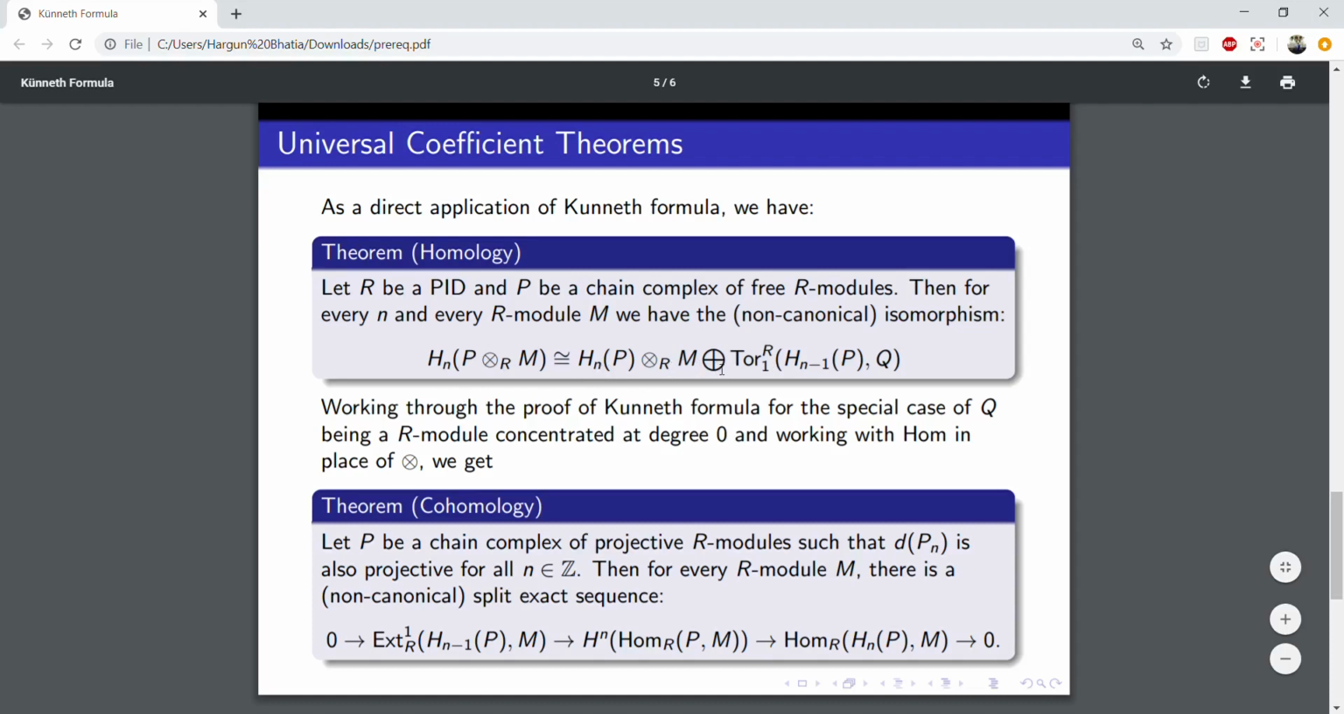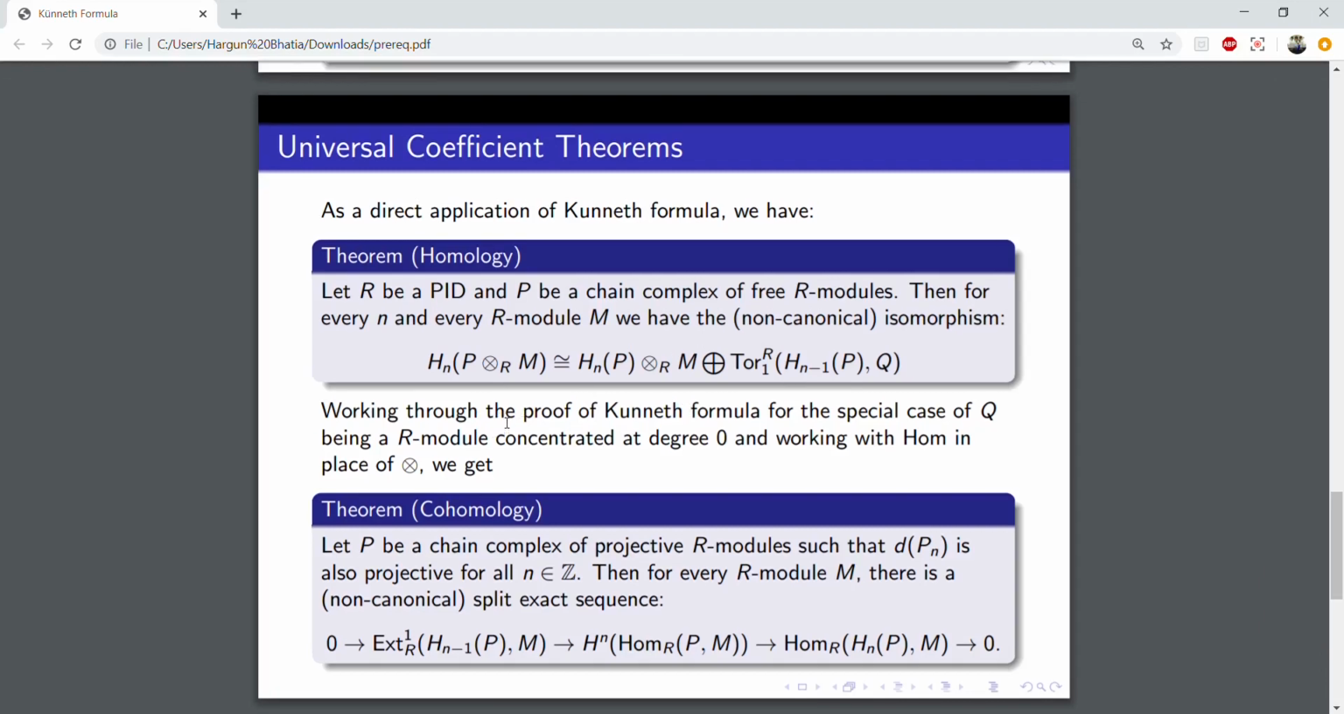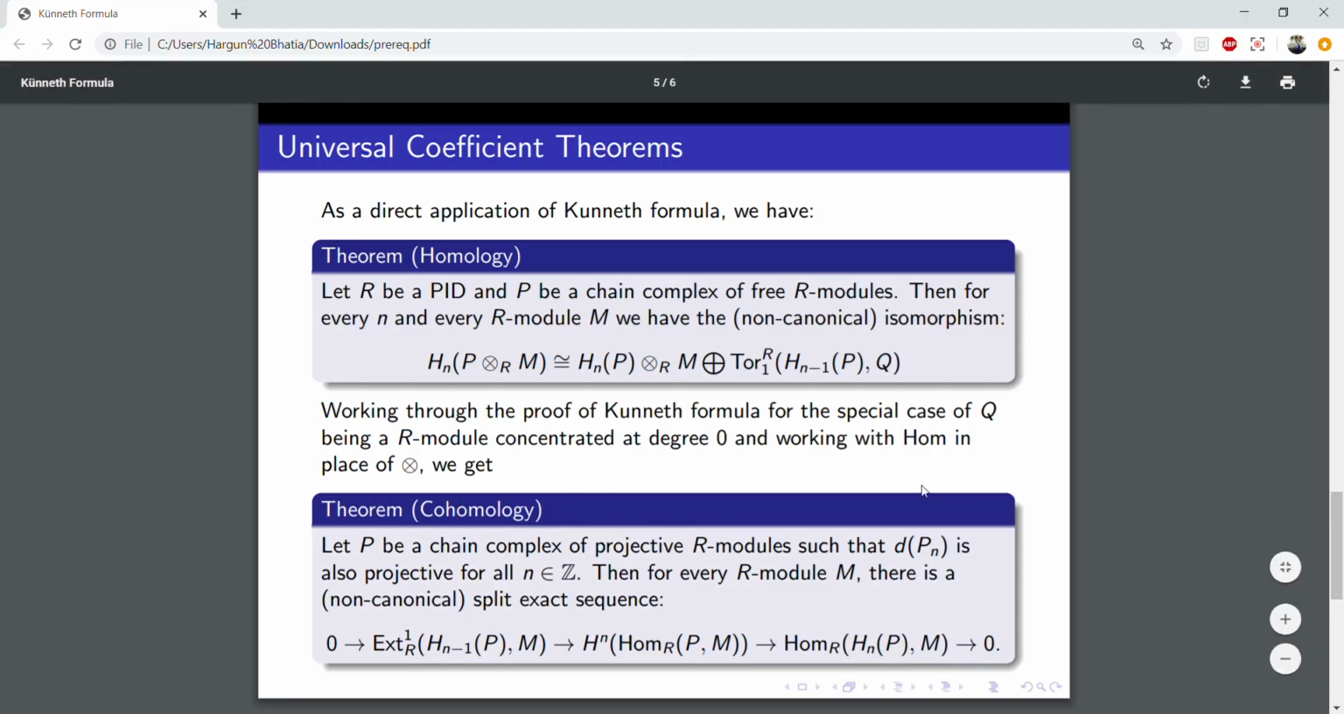So this is H_n(P) tensor M direct sum with this Tor correction term. That's the universal coefficient theorem for homology. Now, if you look at the proof of the Künneth formula in the special case when Q is an R-module concentrated at degree 0, we worked for a general chain complex Q, but Q could be just one simple chain complex where everything is 0 and just at the 0th degree you have any module M. Then, instead of working with this tensor product, we can work with the Hom functor in that case. And then in a very similar fashion, just like we proved the Künneth formula, you can prove this universal coefficient theorem for cohomology.